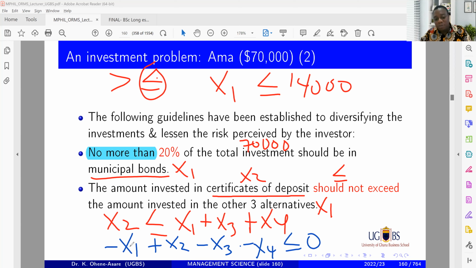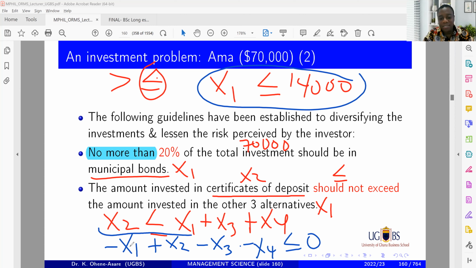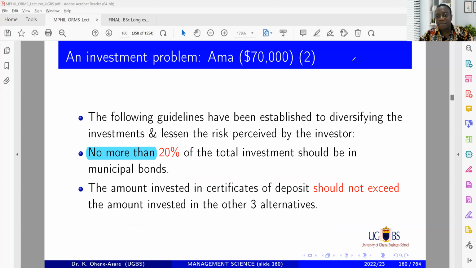And then the x2 will be +1. Of course, you're not going to write +1, you just write 1. But for the negative, you have to write -1. We have been able to deal with the 2 constraints. So the first constraint, there you go, x1 less or equal to 14,000. The second constraint, -1 x1, +1 x2, -1 x3, -1 x4. Constraint 2, sorted.